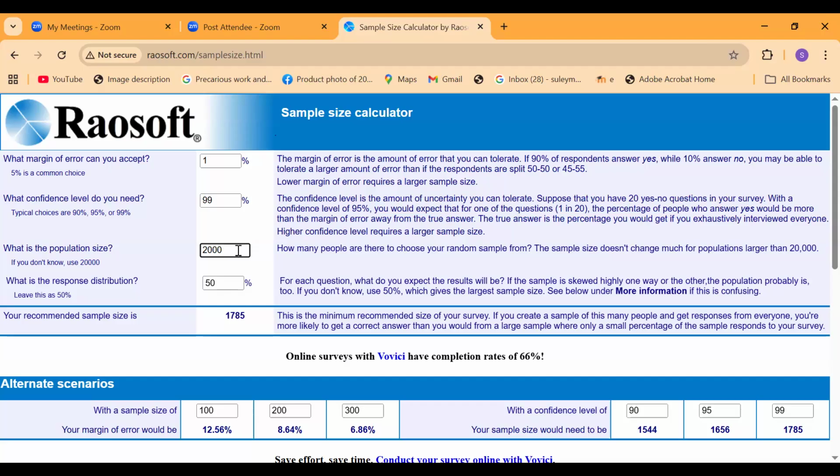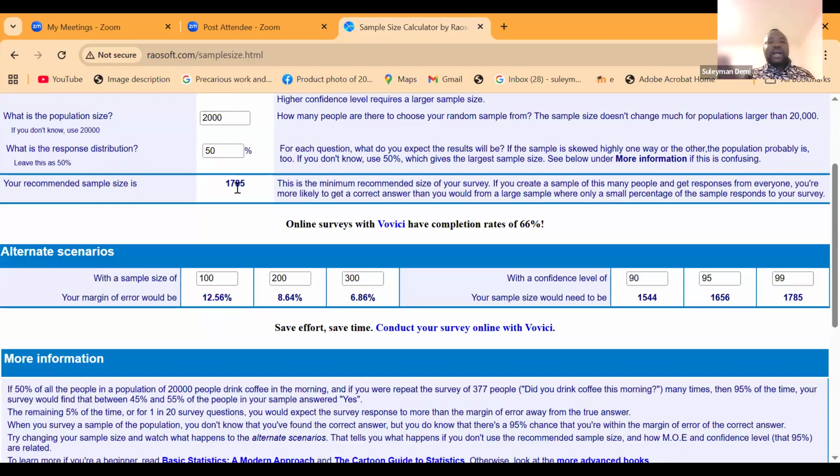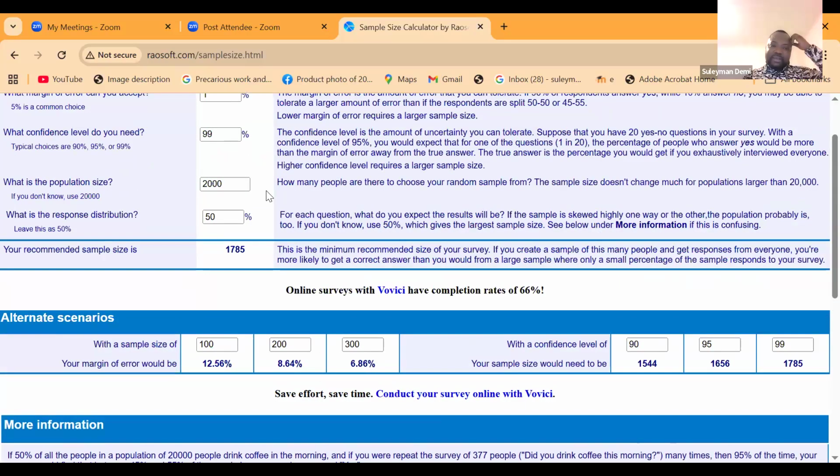Are you following? Yes. So when you use 1%, yes, then the confidence level will be 99. Then you check here. So you see your sample size. The system will calculate the sample size for you. So the sample size is now 1,785. Is that okay? James? Yeah. Is that good? Are you good? Yeah, I got it right on, man.